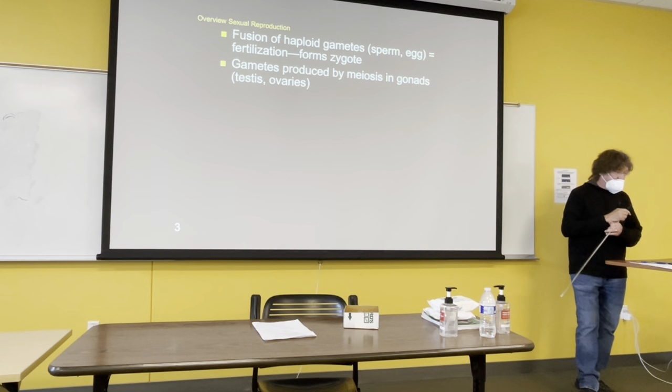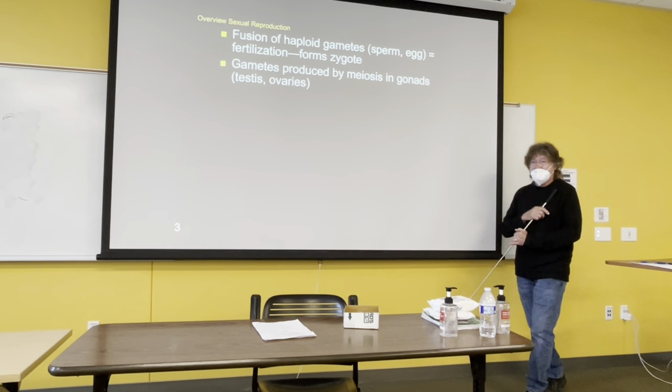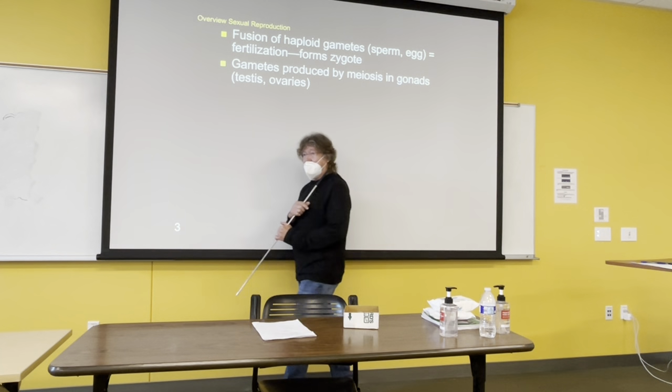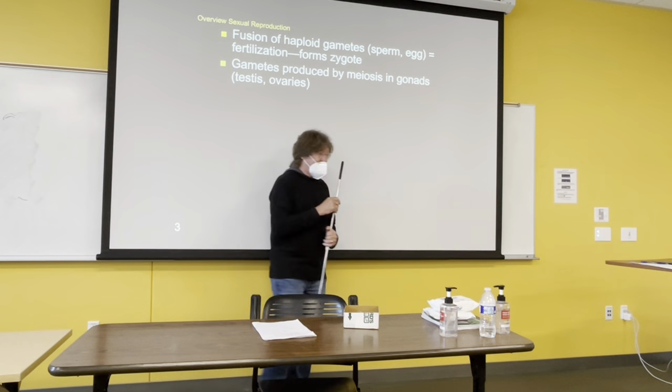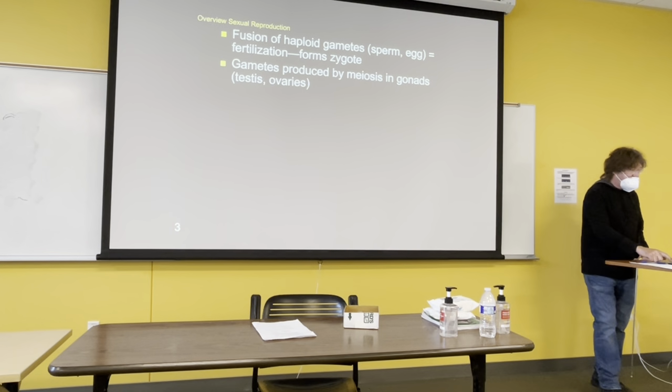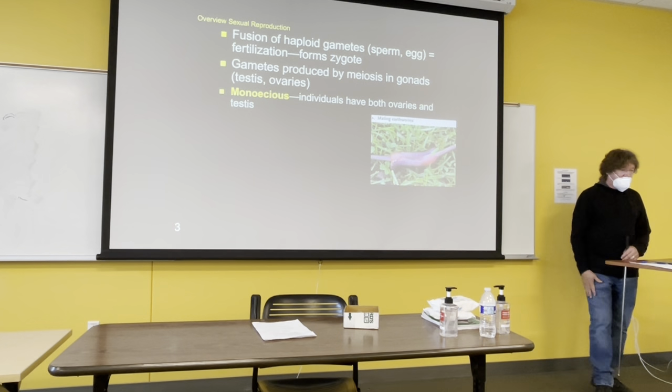So the gametes in animals are produced by meiosis. Okay, so we're going from diploid cells to haploid cells, and they take place within the testes and ovaries. Eggs are produced in the ovaries, and sperm in the testes.